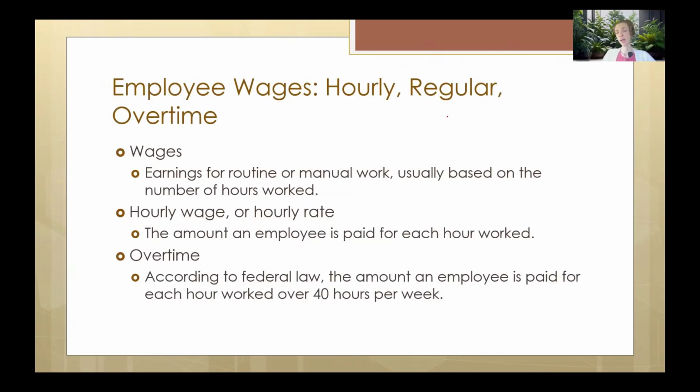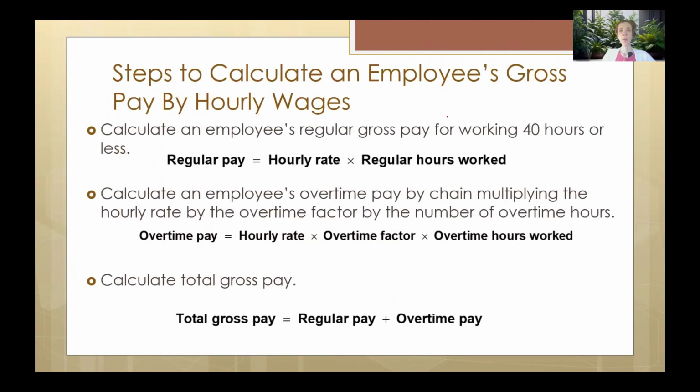Overtime, according to federal law, is the amount an employee is paid for each hour worked over 40 hours per week. All right, so to calculate an employee's gross pay by hourly wages, the regular pay is equal to the hourly rate, so like $10 an hour, times maybe you worked 12 hours this week, okay?